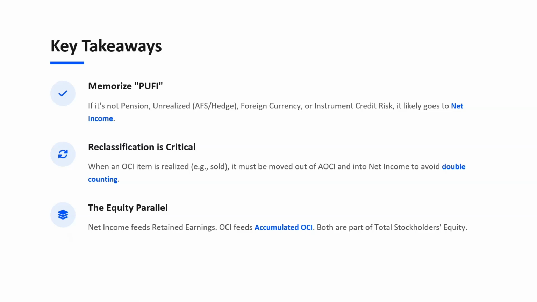Okay, so what are the key takeaways from today's class? The first thing: memorize PUFI. Remember, if it's not a pension, unrealized available for sale or hedge securities, foreign currency, or instrument credit risk, it goes to net income. If it's not PUFI, it goes to net income.